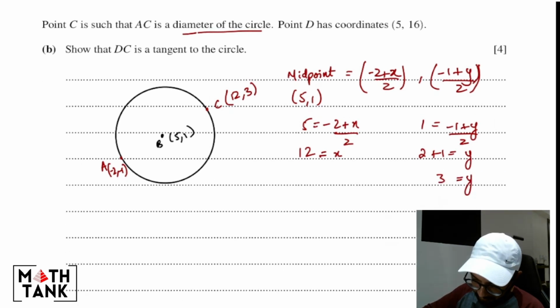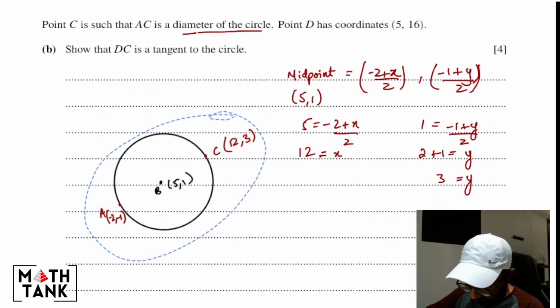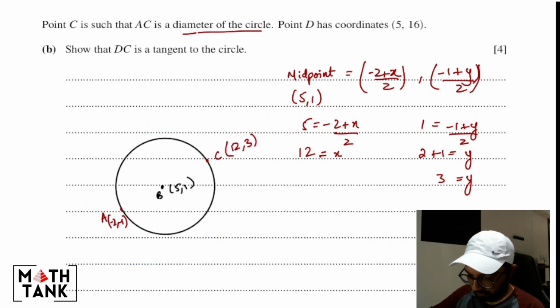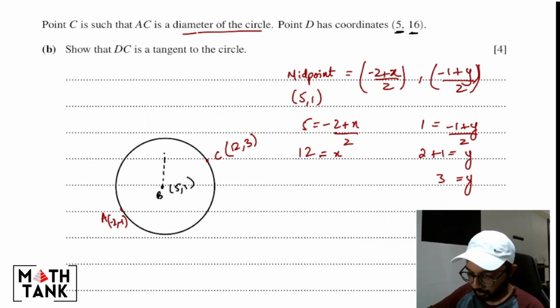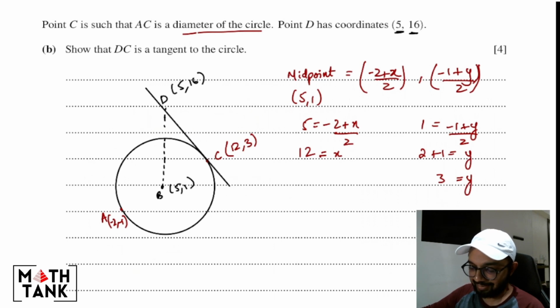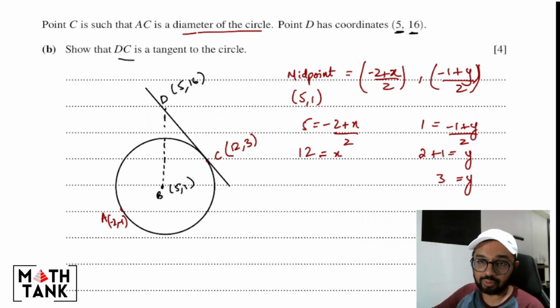Now if you notice, I have to be careful when I make my diagram as well, that D has the coordinate 5 comma 16, which means that it's basically vertically above B somewhere. So I can say that D is somewhere here. It's 5 comma 16. I have to be absolutely sure that it's here because it has the same x coordinate. What is happening is I'm asking you to prove that there is a tangent here, show that DC is a tangent to the circle. Now there are various ways that I could show it.